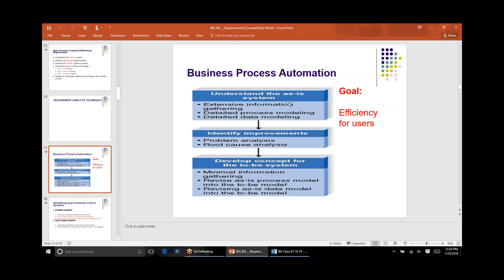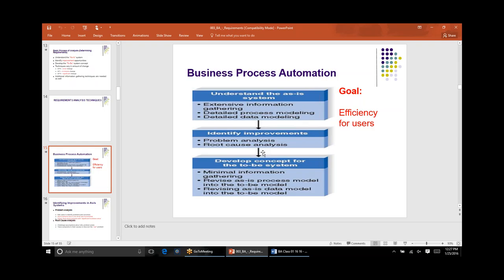To understand the new system, we must understand the current system. When we understand the current system, there are three bullet points. First, extensive information gathering of the current state: how are we doing currently? You gather that in multiple ways: you read current state documents, you ask questions, and if they have a current state system, you look into it and verify yourself. Then process modeling means making a current state process diagram, the actual process diagram of the current state.